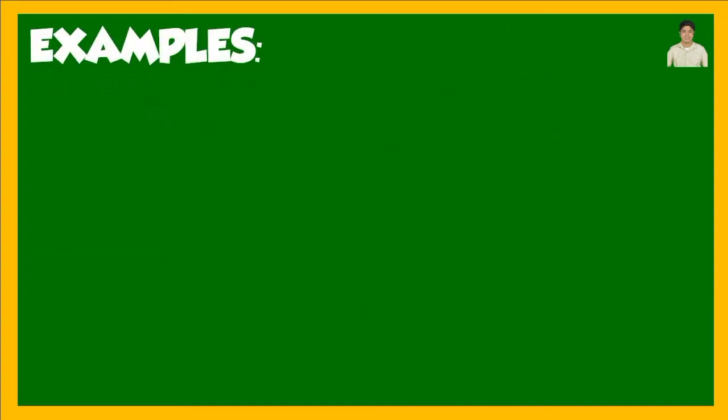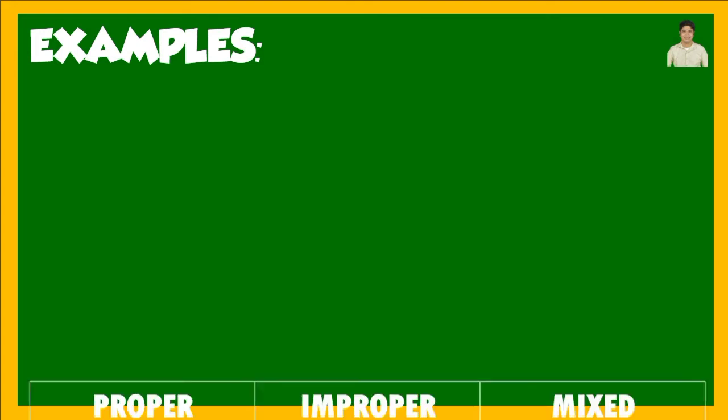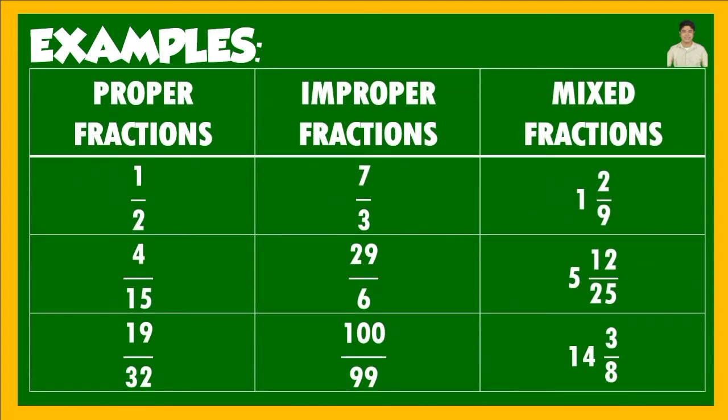So let us have examples of the three major types of fractions. So ayan, we have proper fractions: 1/2, 4 over 15, 19 over 32. As you can see, numerators 1, 4, and 19 are all less than the value of their denominators. Like for example, 1/2, mas mataas ang value ng denominator, which is 2. 4 over 15, mas mataas po yung 15. And then 32 dun sa 19 over 32.